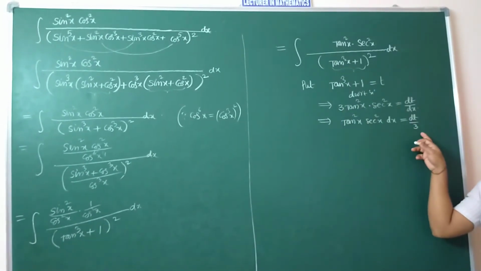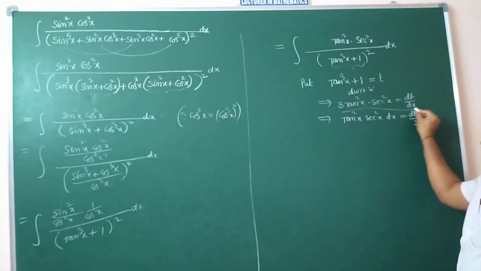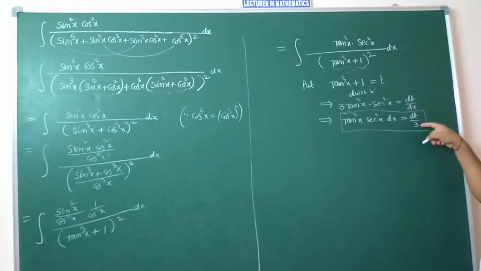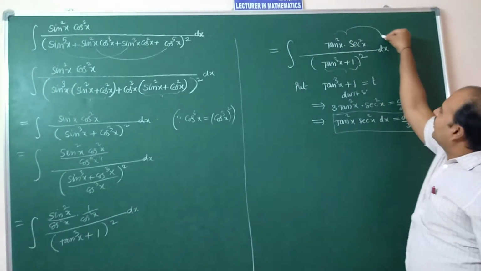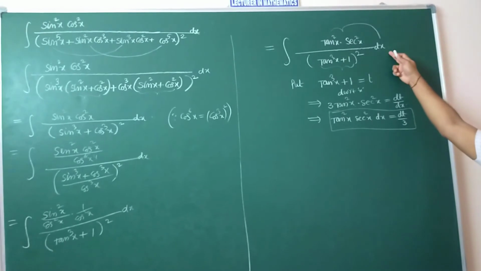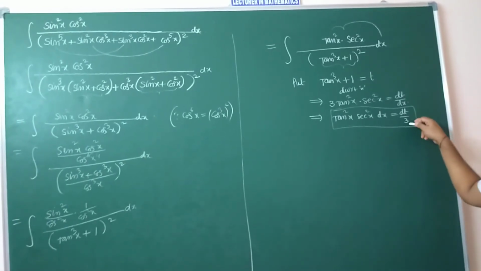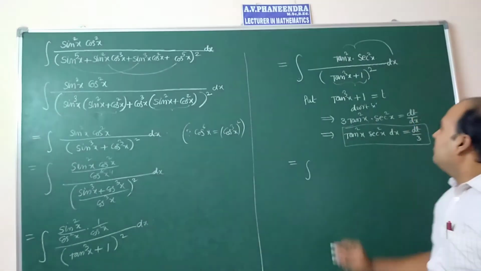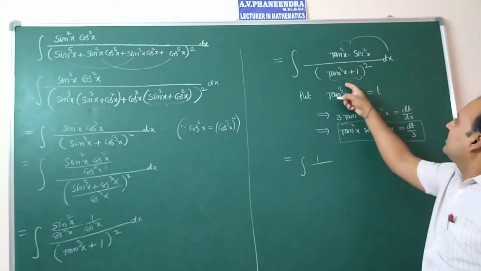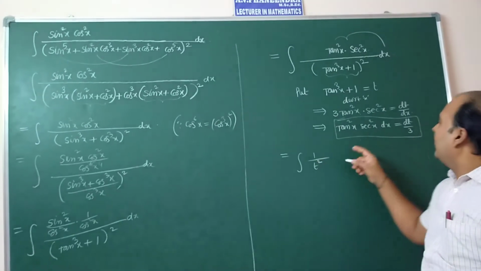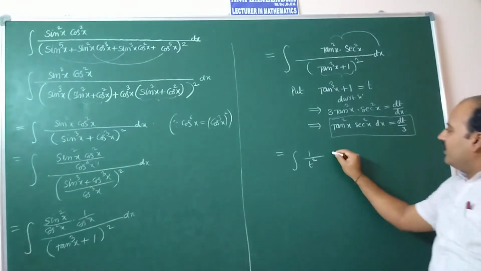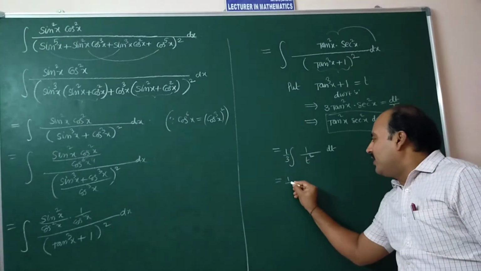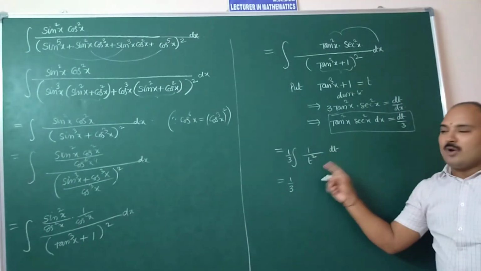Observe that in this question, in place of tan square x into secant square x into dx, you have to replace it with dt by 3. And in the denominator, you have to write t, so the integral becomes 1 by t square, and in place of the numerator, dt by 3. With dt by 3, the 1 by 3 can be taken outside, which is equal to 1 by 3 times integral of 1 by t square.